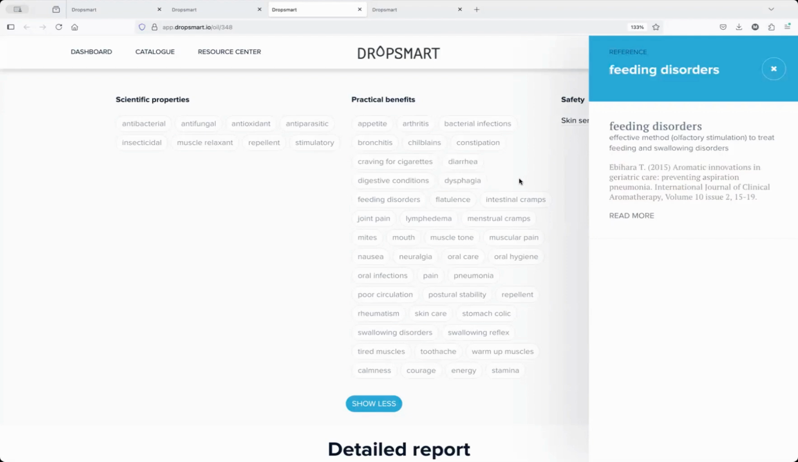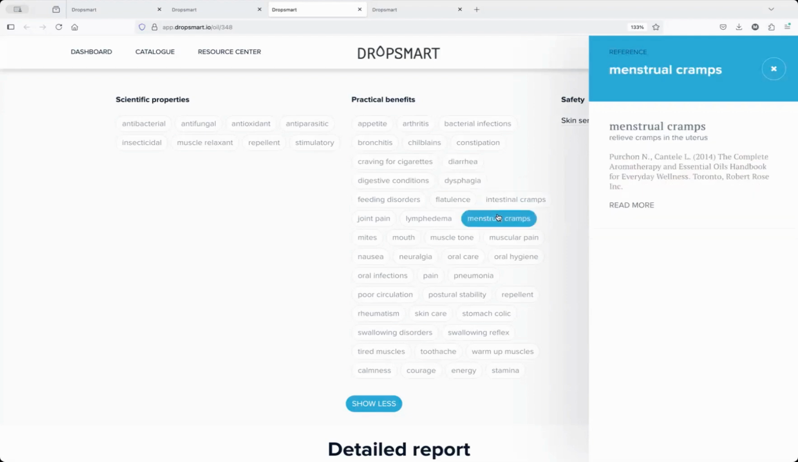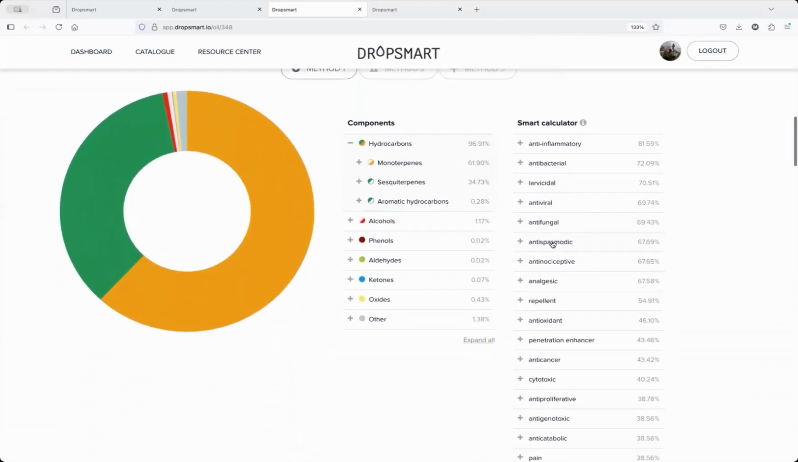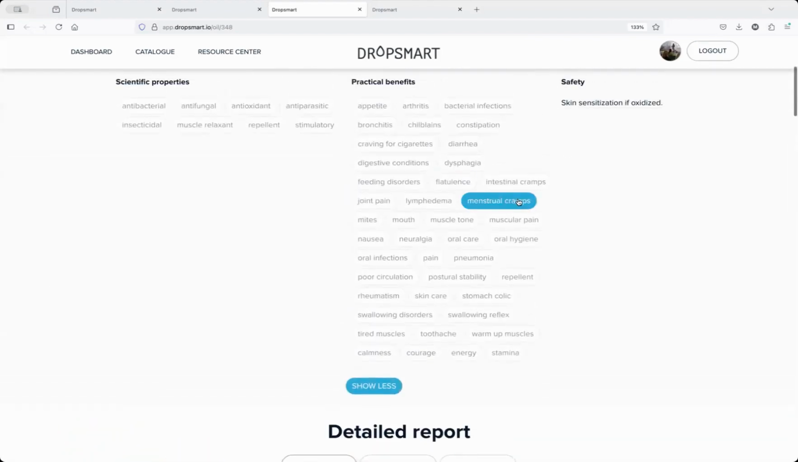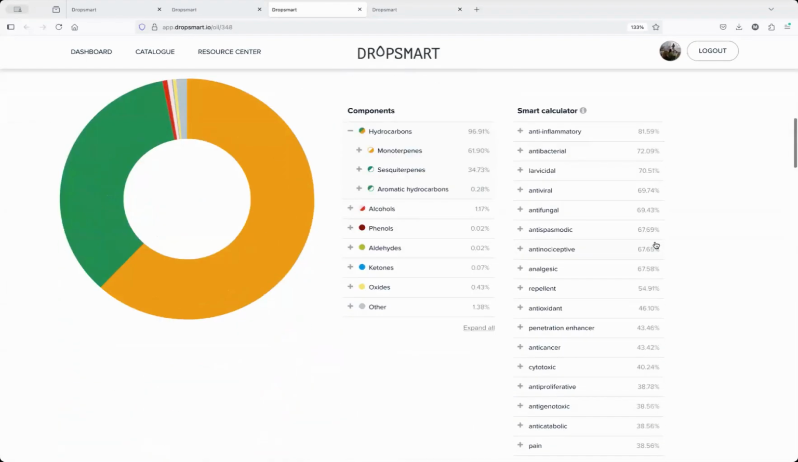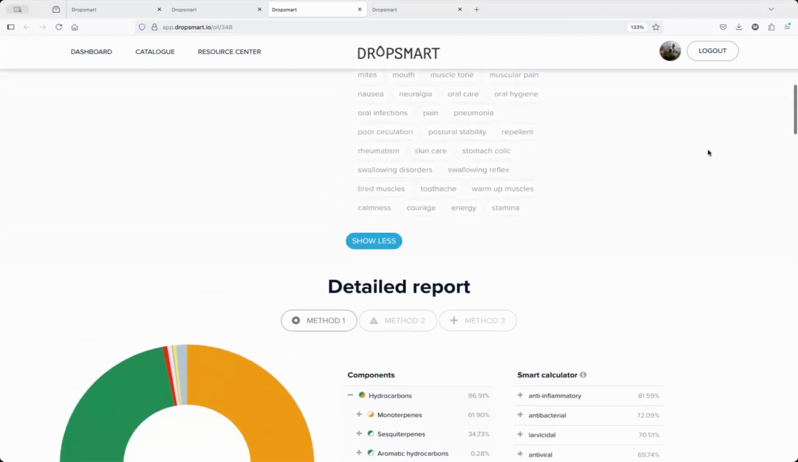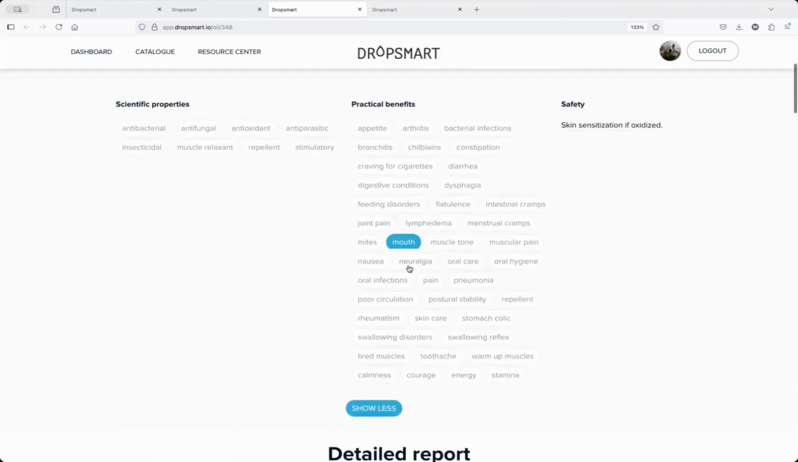Maybe now you have better ideas. Menstrual cramps, that makes sense. Remember, we saw that it has this one here, antispasmodic. So it makes sense that it's recommended for different kinds of cramps. Joint pain makes absolute sense because we looked at all of these properties here. Again, so different kinds of pain.